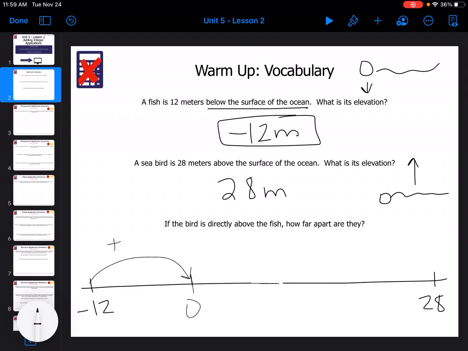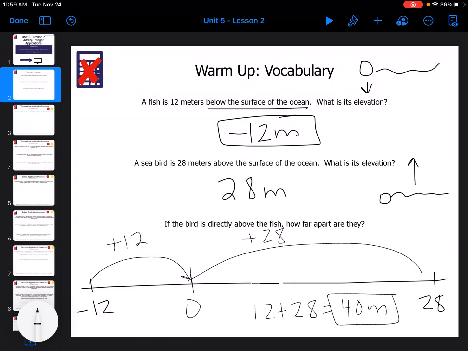I'm going to add 12, right? And to get from here to here, I'm going to add 28. So how far apart are they? 12 plus 28 is going to give me 40 meters. So how far apart are they? 40 meters. Distance is always positive.